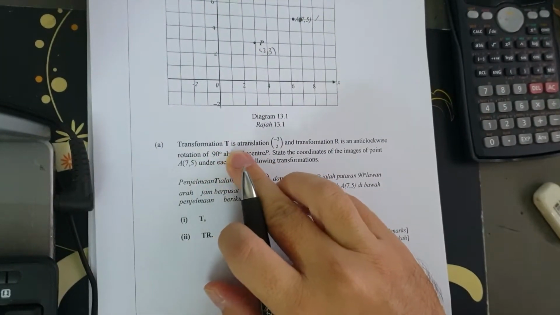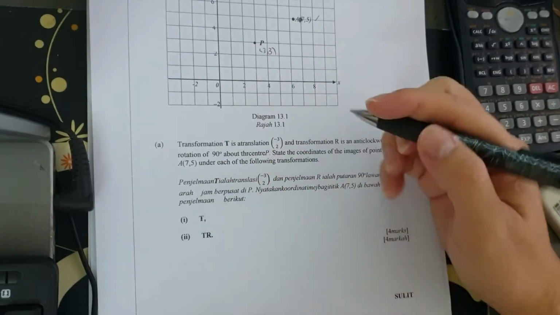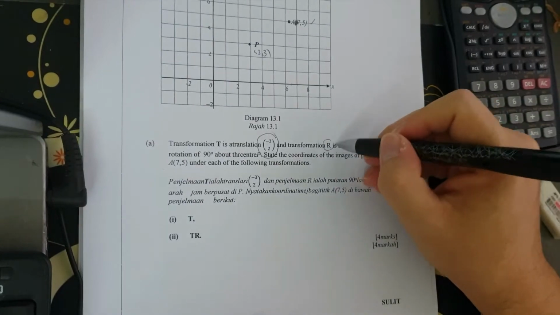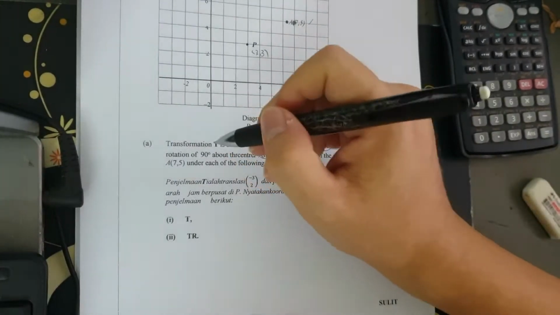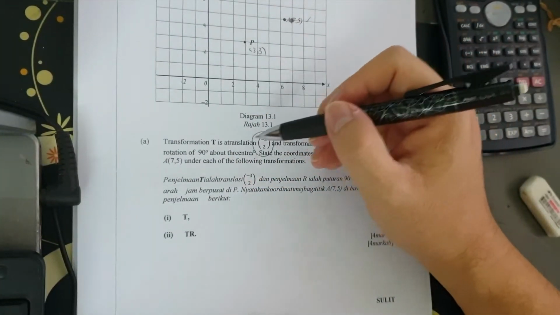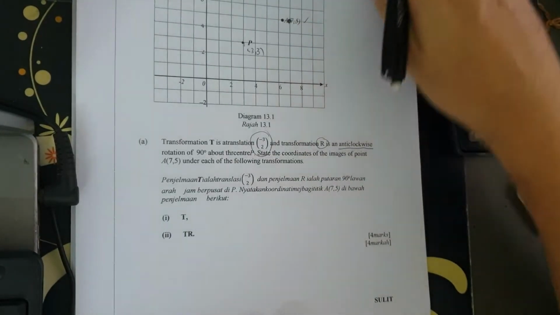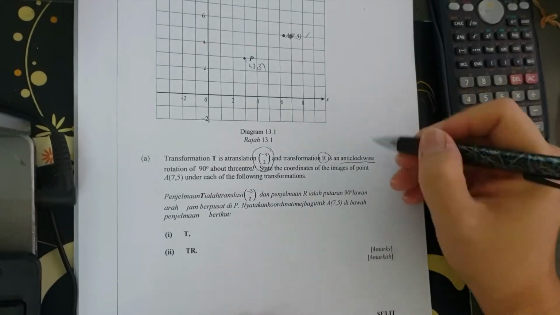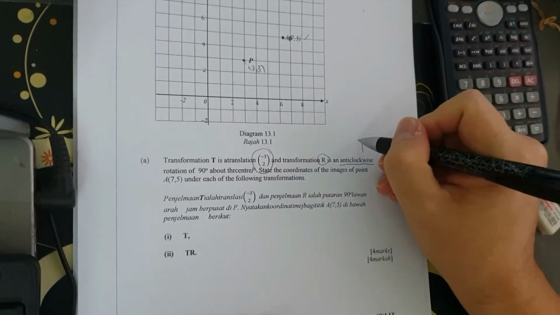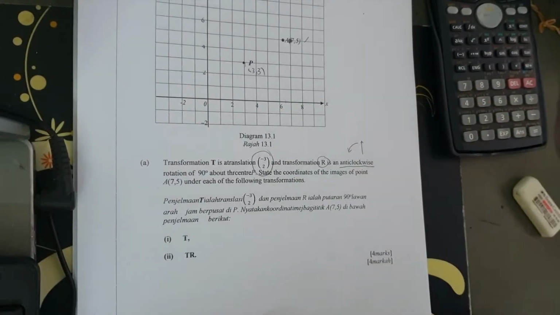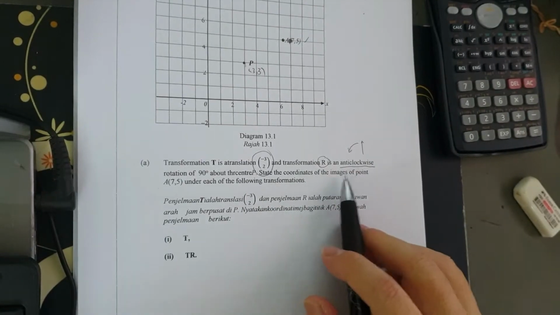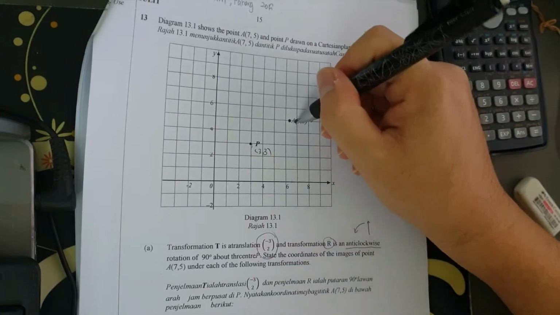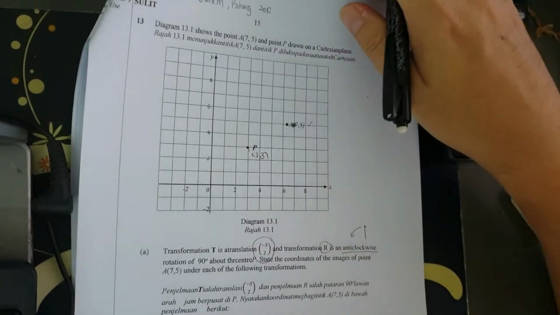Transformation T is a translation of (-3, 2). And the transformation R is an anti-clockwise rotation of 90 degrees about the center P. Right, center P, 90 degrees, anti-clockwise. So I'll draw a clock, and it goes anti-clockwise. Good. So state the coordinates of the images of point A(7, 5), which is this, under each of the following transformations.